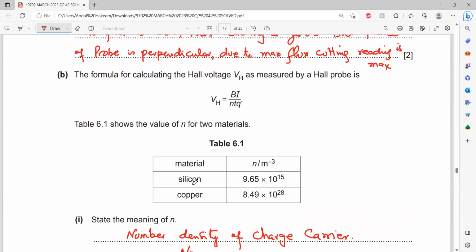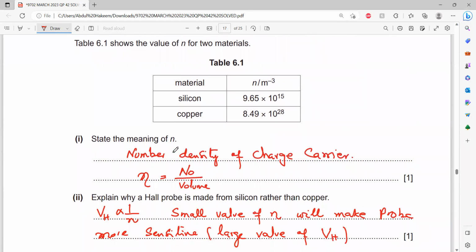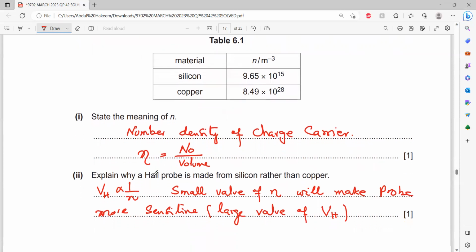Now the materials given are silicon and copper, with their number density given. And the question is, state the meaning of small n. This is actually the number density of the charge carrier. It means the number of free electrons, the number of charge particles per unit volume. The number of charge particles per unit volume is called the number density.